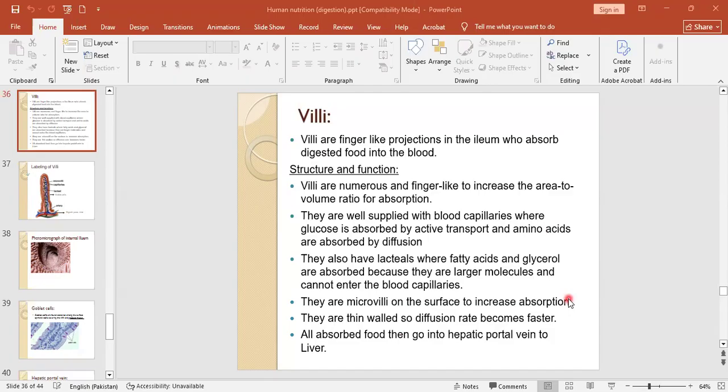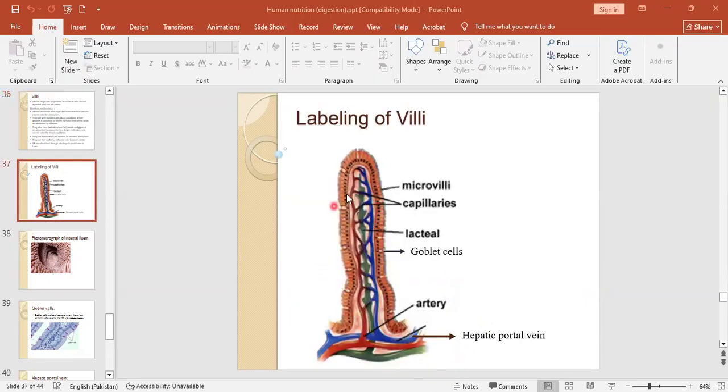If it comes as a long answer, maybe for 4 marks or 5 marks, you should be able to cover all these points. Just look at the marks and then write down the answer. If the question is for 4 marks, use the 4 key points. If the question is 5 marks, then utilize all the points. If the question is 3 marks, use the 3 key points. And plus, you should be able to label the villi as well.